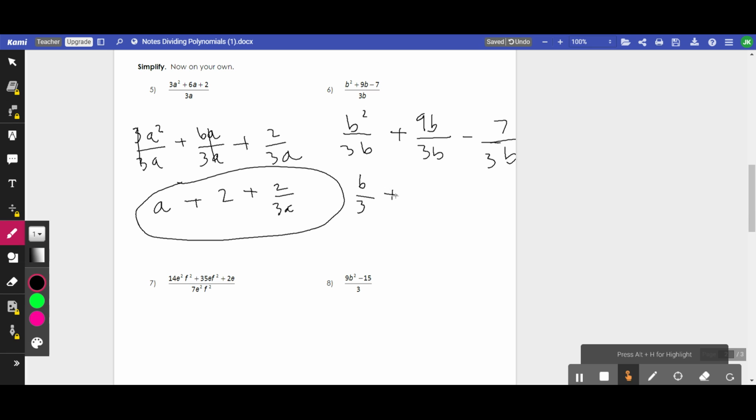And then you can simplify the 9/3. So that'll just be 3, or 3 over 1. And then your b's will cancel. So you'll just have plus 3 for the second term here. And then you should usually simplify the 7/3, but nothing divides evenly there. So that'll stay, and your b will stay on the bottom too.